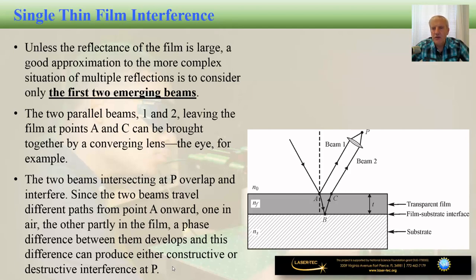So again, we are going to be analyzing this in greater detail on the next slides, but remember as a takeaway that beams 1 and 2 will be interfering constructively or destructively based on the wavelength of the light as well as the thickness of the transparent film.